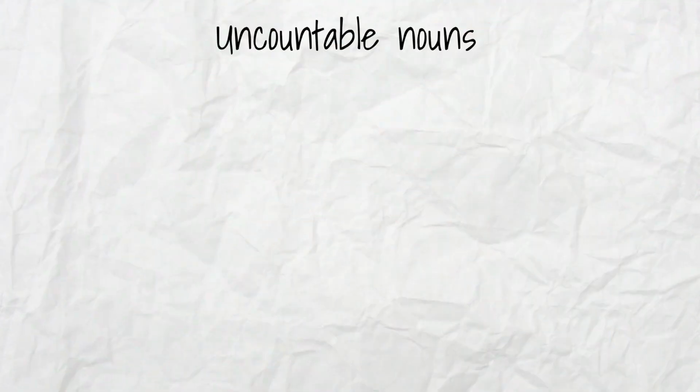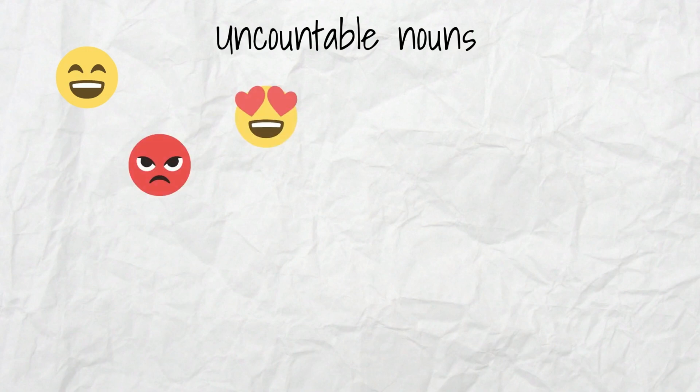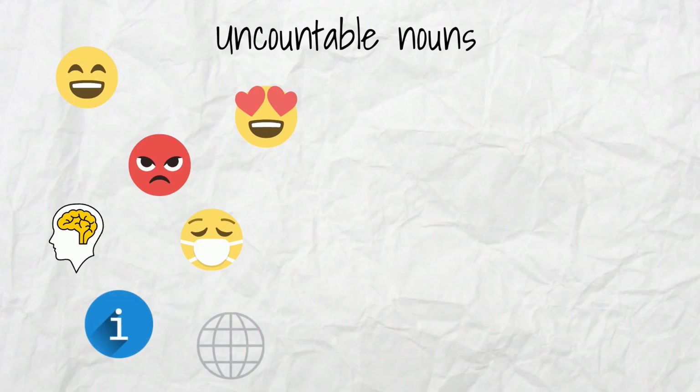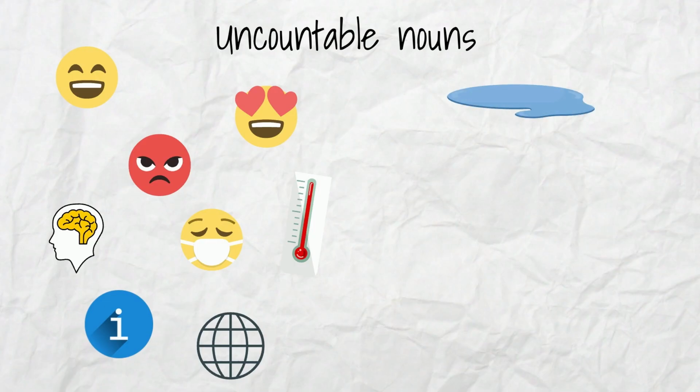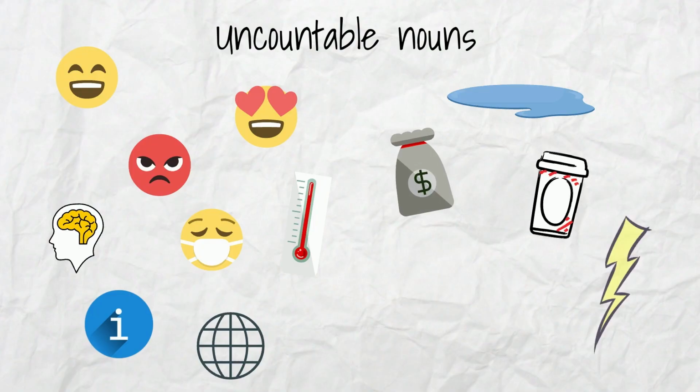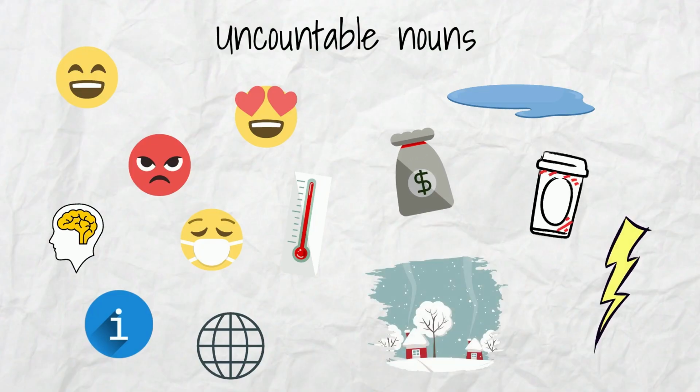Uncountable nouns are things which we cannot count with numbers. Examples of this are abstract ideas or concepts, such as happiness, anger, love, knowledge, safety, information, technology, and temperature. Uncountable nouns also include some physical objects and substances which we cannot, or are difficult to, divide into separate elements. For example, water, money, coffee, electricity, and snow.